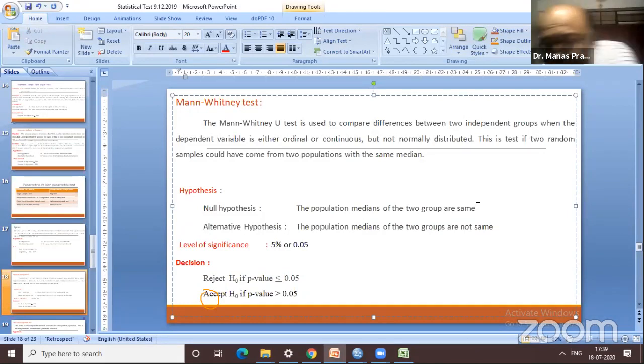In the independent sample t-test, what was our null hypothesis? Our null hypothesis was that the means of the two groups are the same. Means of systolic blood pressure of male and female are the same. Here, the null hypothesis is the same, but it is based on medians. Population medians of the two groups are the same, versus the population medians of the two groups are not the same. And we reject the null hypothesis when the p-value is less than 0.05 and accept it when it's more than 0.05. Okay.